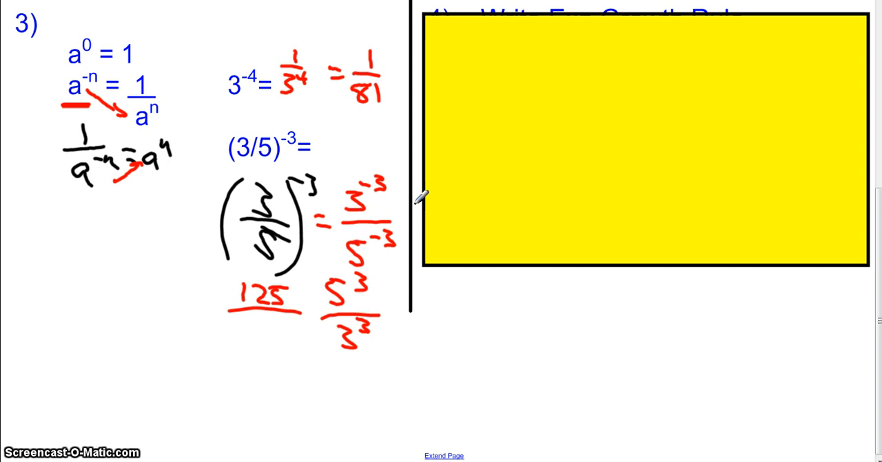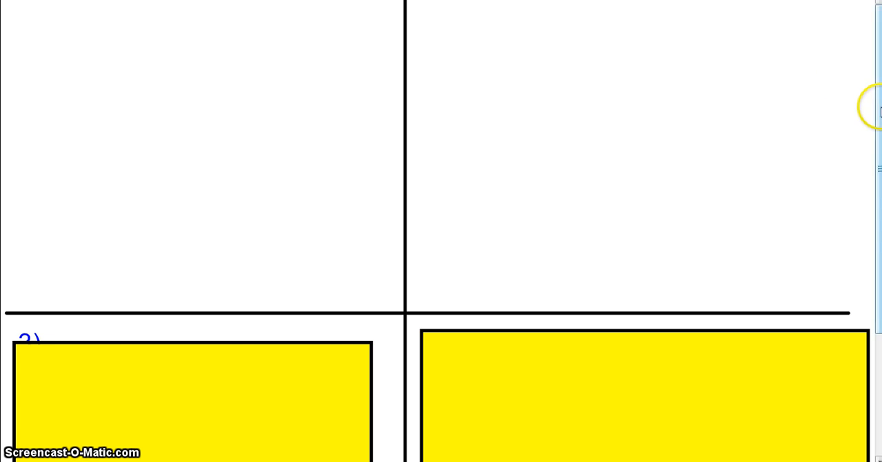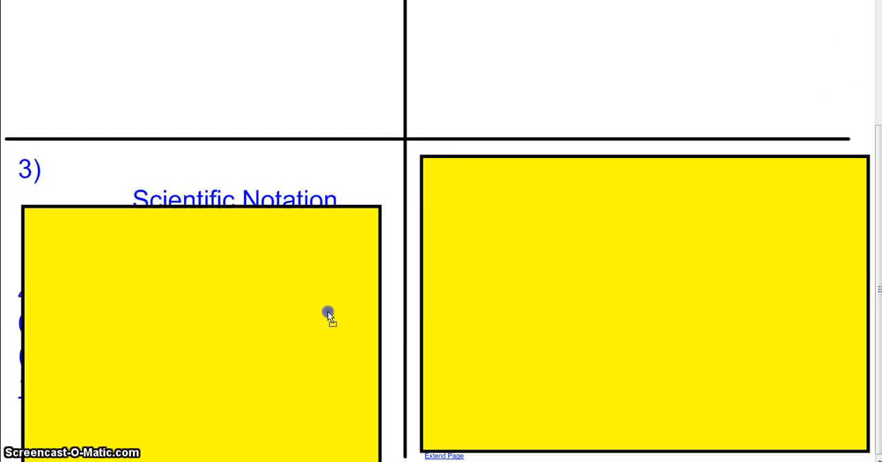And 3 to the third? 3 times 3 times 3 is 27. Good, 27. And we could change that to a mixed number if we wanted, right? And then the final little section under here is scientific notation, right?